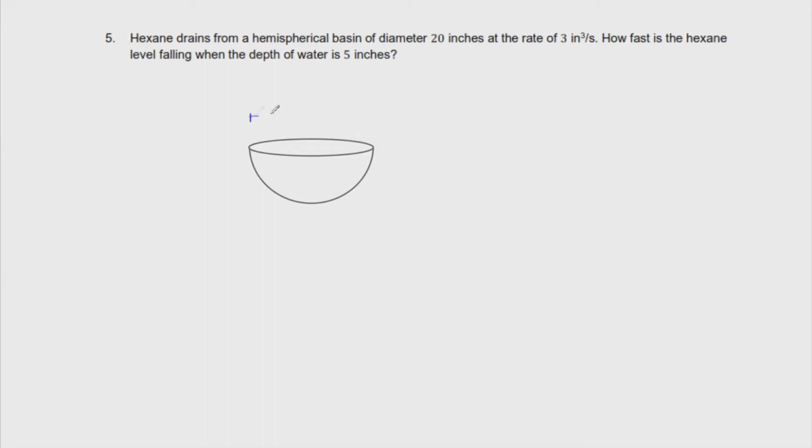So it's already given. So we have 20 inches for this one. So that's the diameter, that's D. And then the rate at which hexane drains is equal to 3 cubic inches per second. Okay. And then at a depth of 5 inches. So let's draw that depth, 5 inches. So almost half of it. Okay? So at that depth, that's 5 inches.